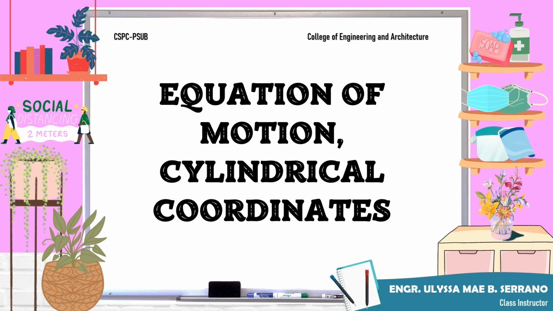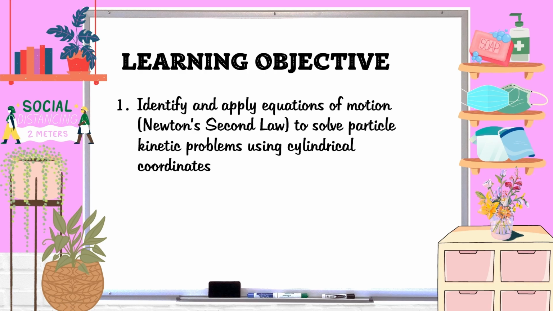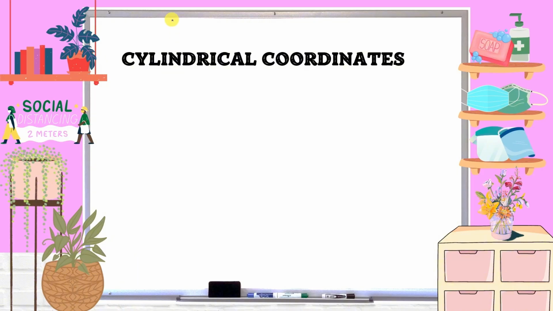Our last topic for the equation of motion will be cylindrical coordinates. The learning objective is to identify and apply the equation of motion, which is Newton's second law of motion, to solve particle kinetic problems using cylindrical coordinates. Before we discuss cylindrical coordinates, please recall that in rectangular components, we use the summation of force equals mass times acceleration along x for the x component, and for y is acceleration along y, likewise for z. And for normal tangential coordinates, we use the summation along tangential. We also have along normal. We also have along the binormal, which is equal to 0.